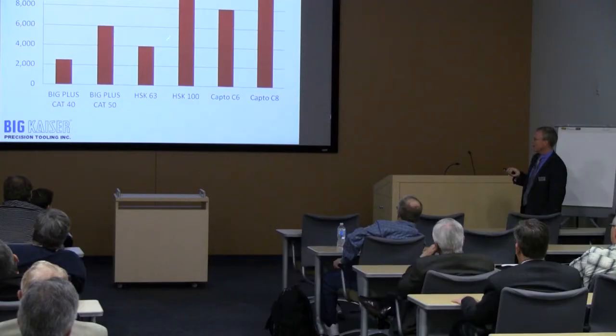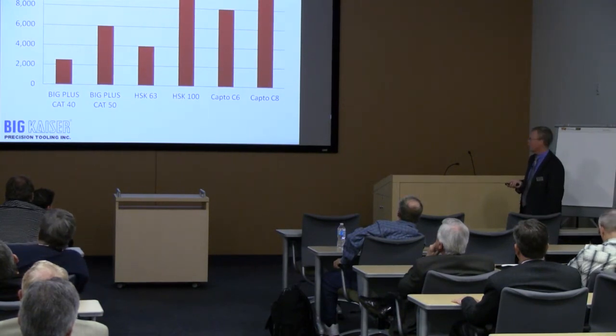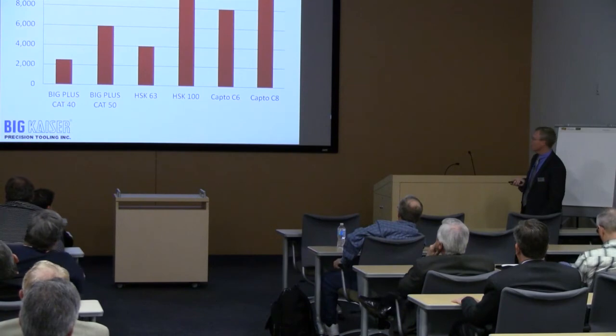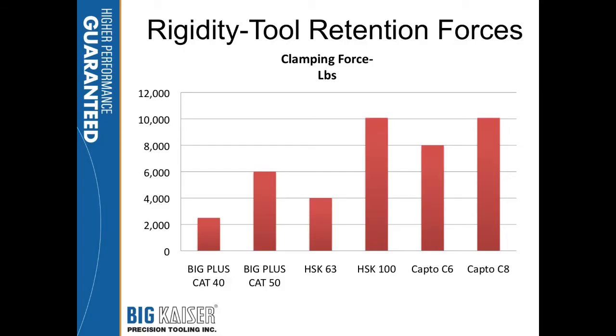But the HSK does have, I look at 63 compared to 40, higher clamping force. It's capable of higher clamping force the way it works. HSK 100 to Cat 50 is a higher clamping force. Capco, depending on whether or not you put their patented gas cylinders into them, can be even higher than the HSK.